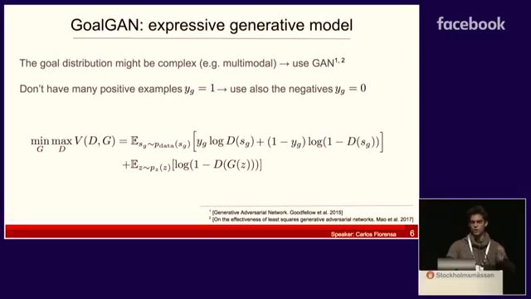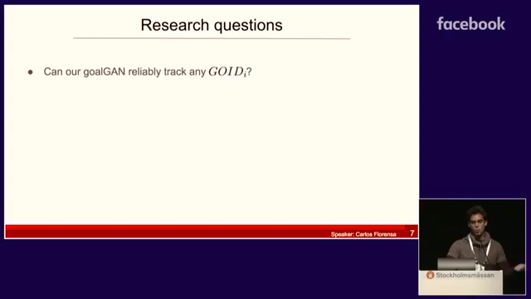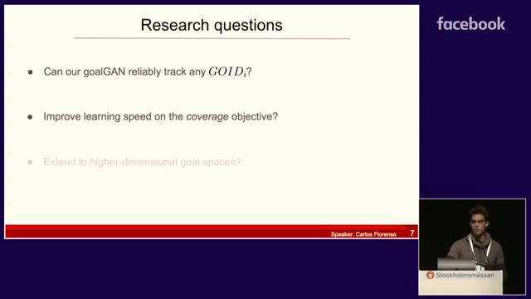The research questions that we're going to try to answer are whether this Goal GAN that I just introduced reliably tracks goals of intermediate difficulty, so if it tracks the performance of the agent, whether this improves the learning speed on the coverage objective, and whether this extends to higher dimensional goal spaces.